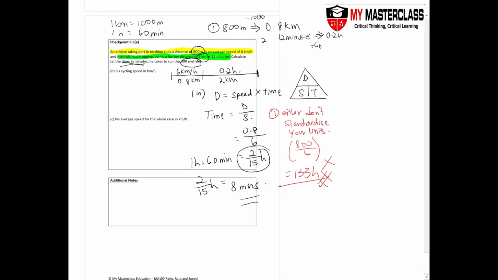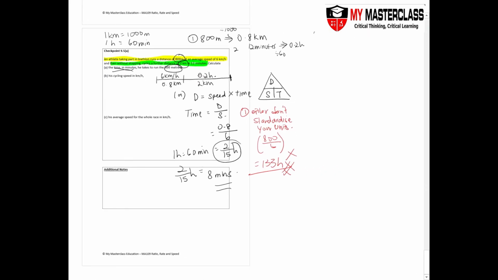Now let's take a look at part B. Now part B, they're asking for what? They're asking for cycling speed in kilometers per hour. Now remember, initially he ran for the first part of this biathlon, and then he cycles on the second part. So you see, it's very important for you to analyze the question. If they're asking for cycling, it means the second portion of the question.